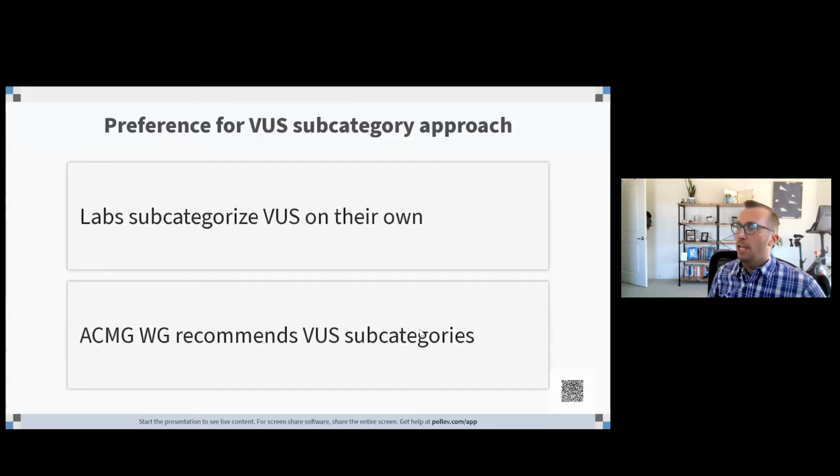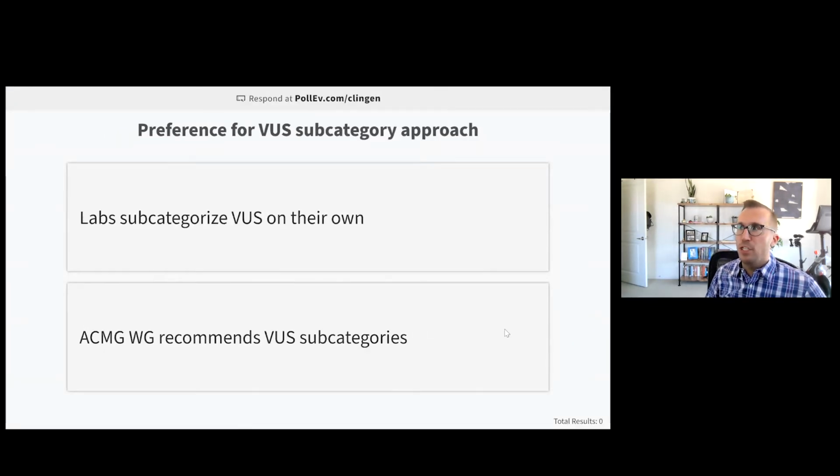Hopefully this is now launched for this first question: your preference for the VUS categories, of allowing labs to just subcategorize on their own, so they could each do it a little bit differently, or have the ACMG work group actually recommend our VUS subcategories. Oh, perfect, that's working. You can see there's now 40-ish plus people. We'll wait a bit more and let some more people answer. I'm hiding the responses for now, so we don't get biased responses.